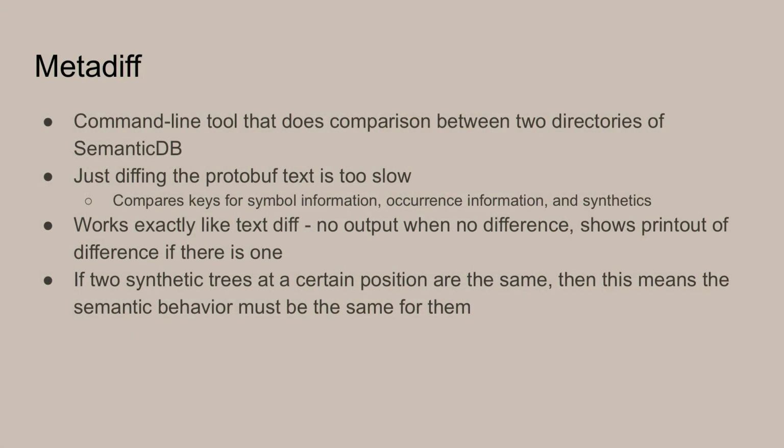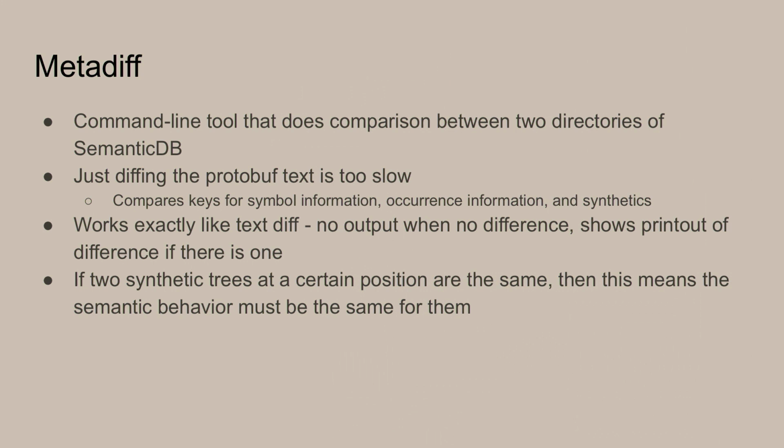So the next step is we just want to diff this, right? So the next thing we did was implement a command line tool called Metadiff, and it works very similar to just a regular text command line diff. So it doesn't show any output if there's no diff. Otherwise, it shows text output that describes what are the semantics that have changed based on the SemanticDB. So in the context of Metadiff, what it does is it looks at synthetic trees at different positions. And if at a certain position the synthetic trees are the same, then for our purposes, this means that the semantic behavior must be the same for them. So this is how we're able to catch if there's any changes in semantic behavior.